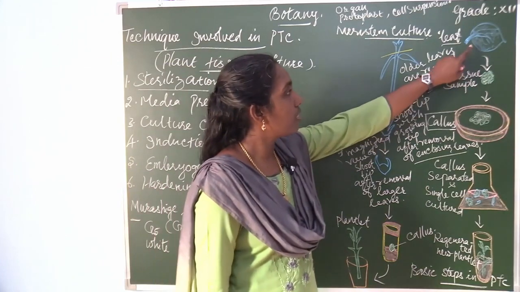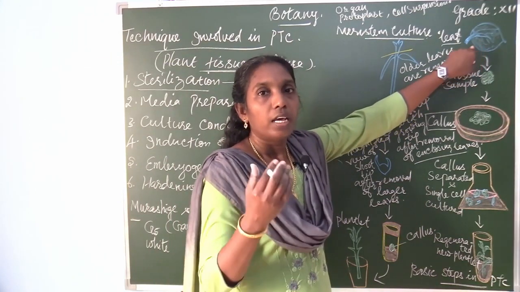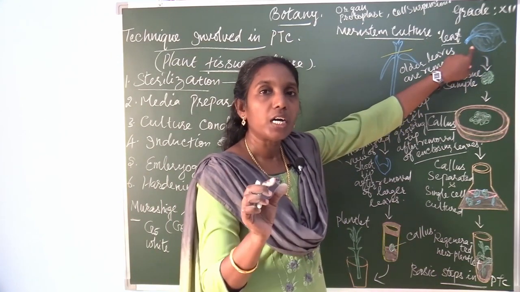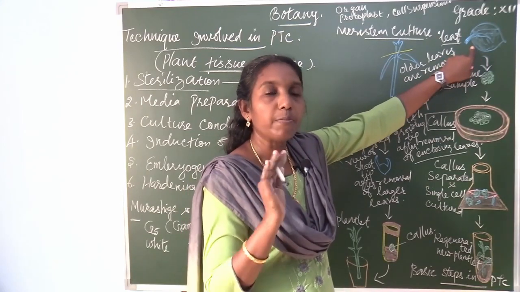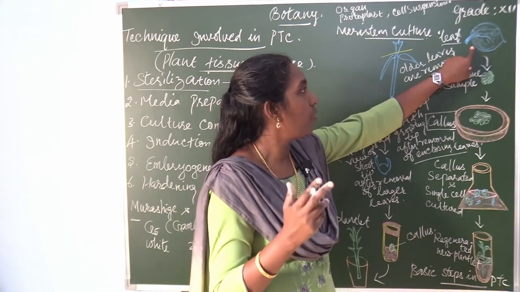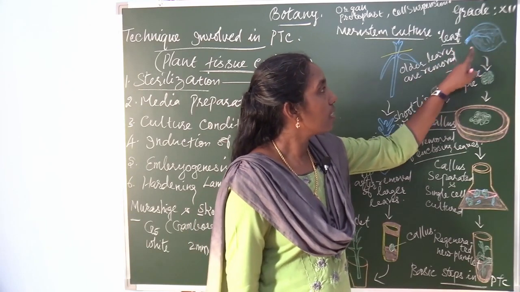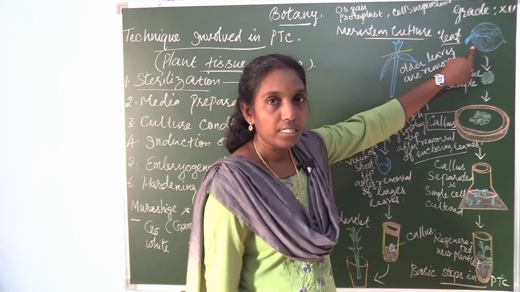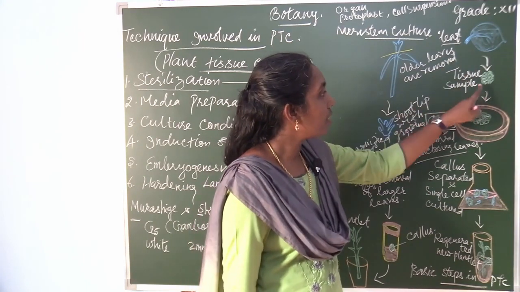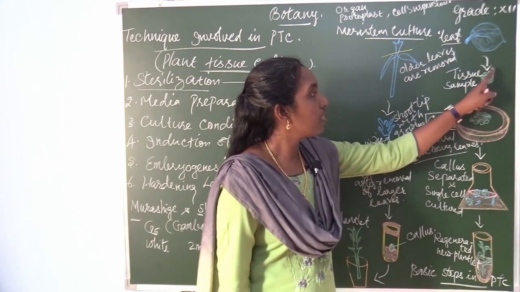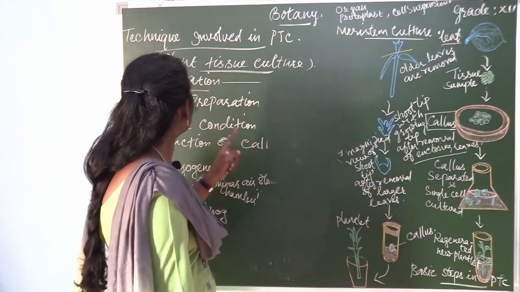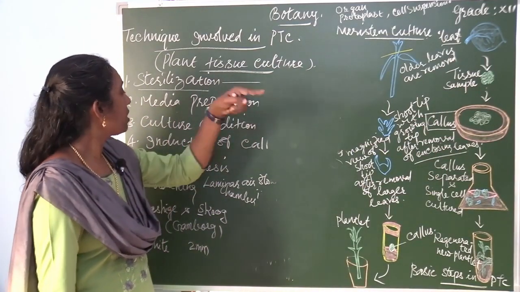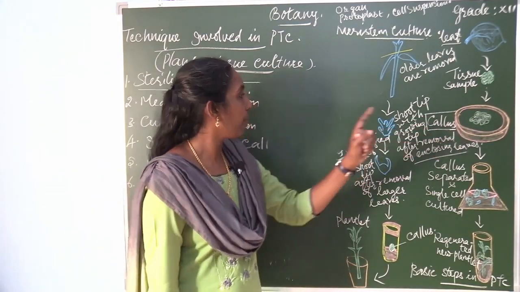Look at this diagram. This is the explant. The explant is the part of the plant. It may be the root, stem or leaf. Here it is selected as the leaf, and it must be surface sterilized, and a tissue selected. This is the tissue sample, and this tissue sample can be transferred to a nutrient medium.